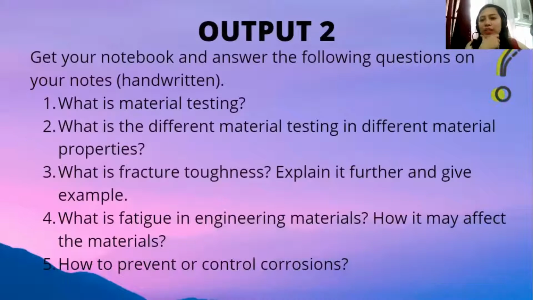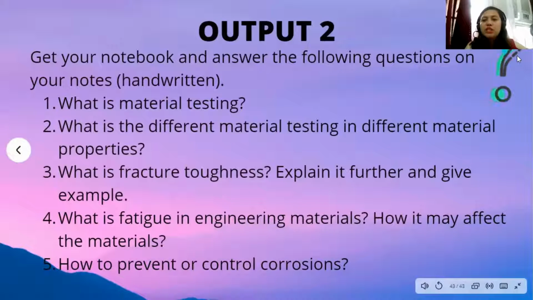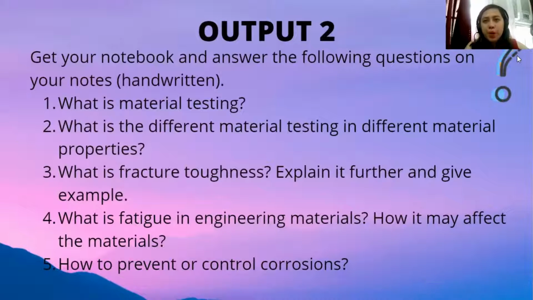So this is your output number 2. We are done with our discussion of the mechanical properties of materials, not only metals but materials per se. Please get your notebook and answer the following questions in your notes. It should be handwritten. Writing is better for remembering compared to just copy-paste.